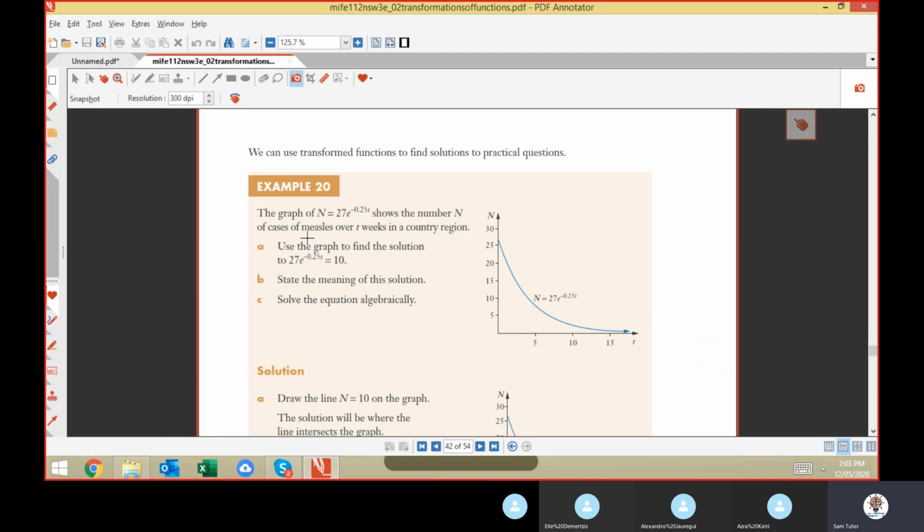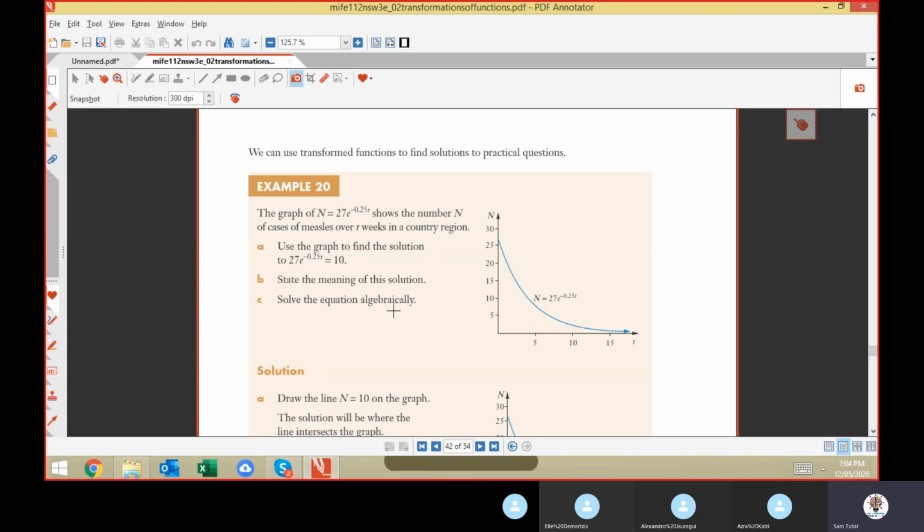The graph shows a number of cases. Use the graph to find the solution to where it equals 10. Again, you just go across and then 4.8 or something. State the meaning of this solution. It shows the number n of cases of measles over t weeks in a country or region. So it just says that you'll have 10 cases of measles over 4.9 weeks in a country or region.